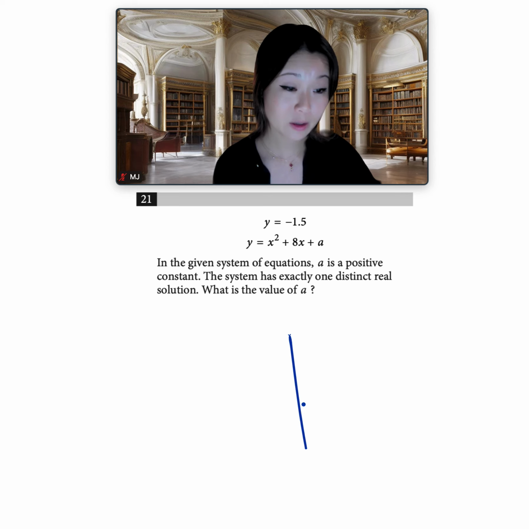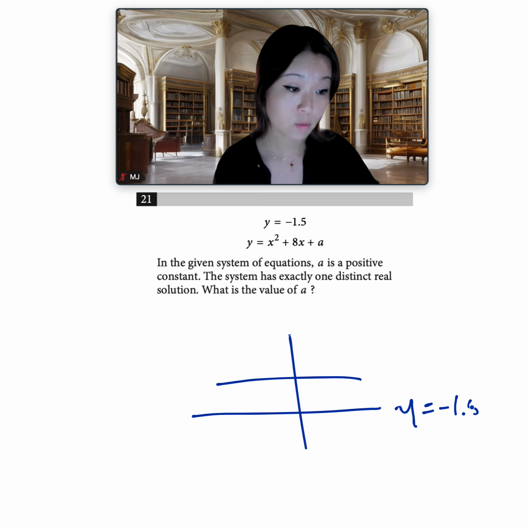A good way to think about this is to be able to visualize it. Over here you have y equals negative 1.5. If you're just having y equals a constant, that just means that you have a horizontal line. So here all we have is a horizontal line, y equals negative 1.5. And we know that this parabola is facing up because we have a greater than 0 here, being 1. So we're kind of looking at the situation.